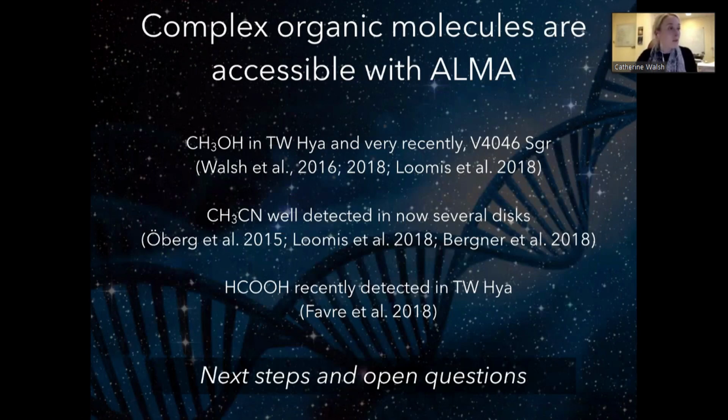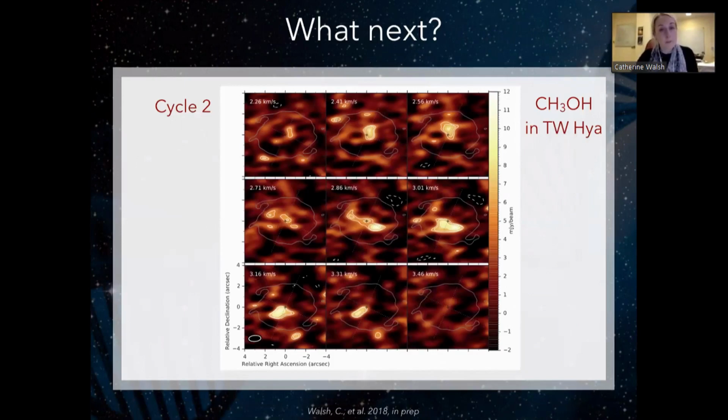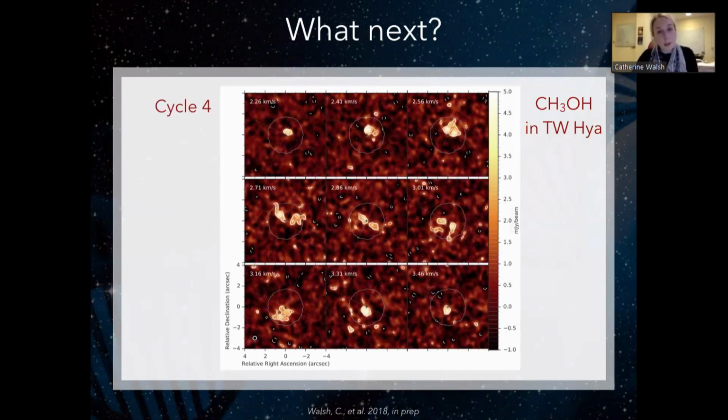Just to finish, I want to say something about some next steps. So, of course, we can also always go to higher spatial resolution. This is the resolved emission of methanol from cycle 2. With cycle 4, we have much better spatial resolution, and we can now better see the radial distribution of methanol. And we think that it's tracing the location of the millimeter-sized dust grains, which is shown here by the grey contour.